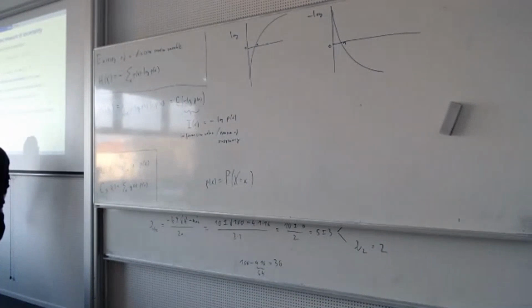Now, the entropy could also be introduced axiomatically, and we would get the same definition. Yeah, in the way that it is always non-negative. It is 0 for events which are sure.